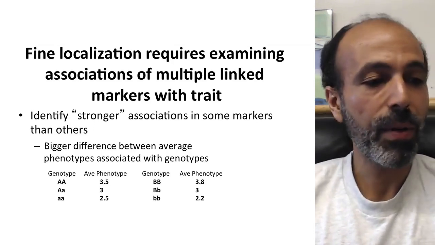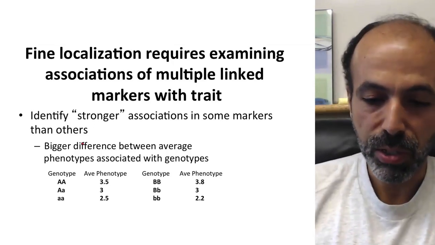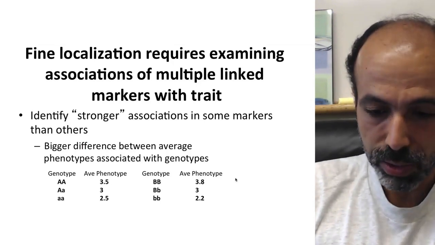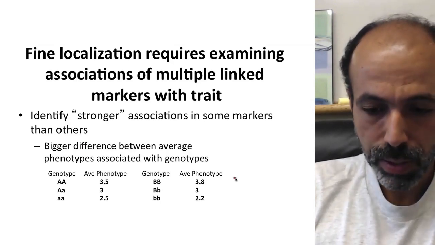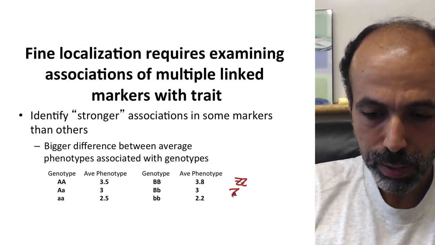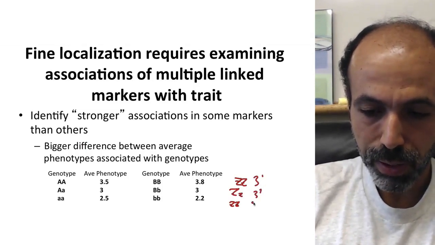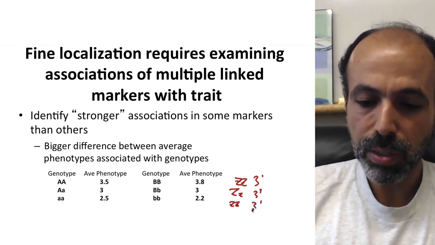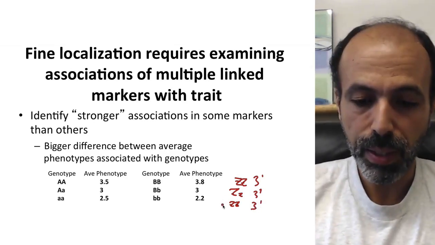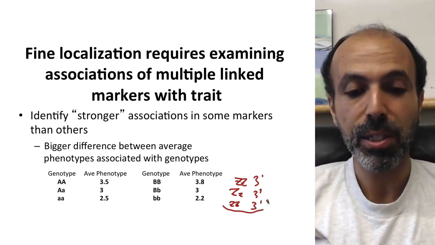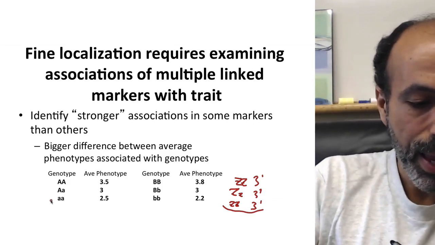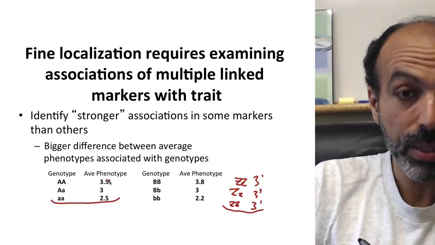So remember, the Z marker I drew out before had no association. I'll actually draw that on here just as an illustration. So the Z marker at 3 feet, 3 feet, 3 feet. This had no association whatsoever with the trait of interest, in this case being height of corn. We'll look at the A1, and we do see this difference. This is the one we saw before.